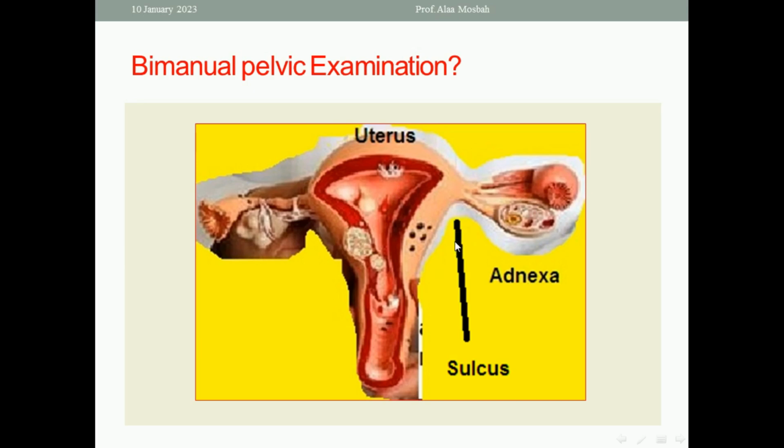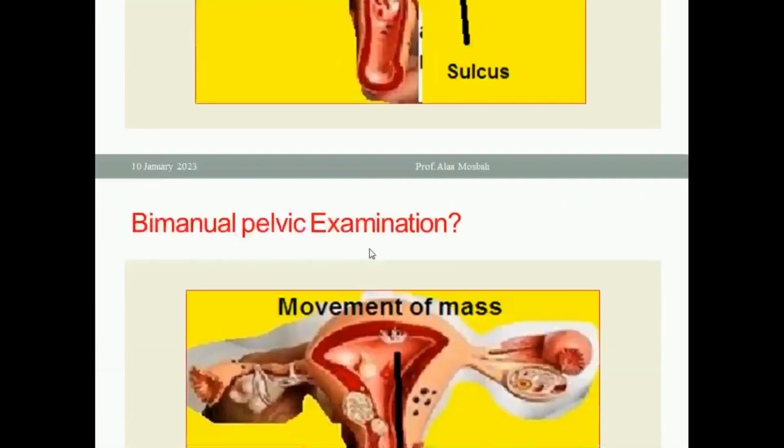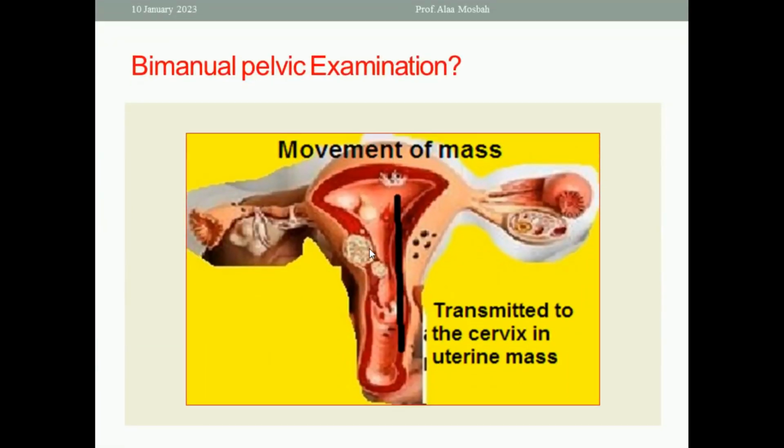But this is the exception. So we want to know the rules first, then know some exceptions. So a sulcus between the adnexal mass and the uterus means adnexal mass. No sulcus, this is uterine mass. What else in bimanual pelvic examination?